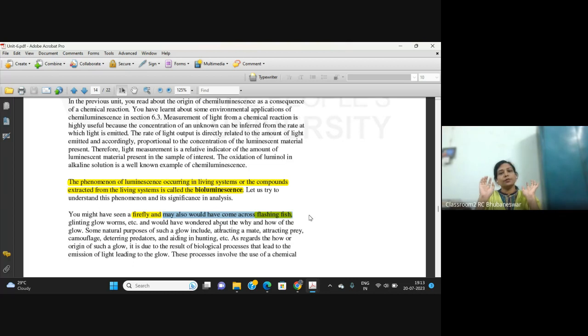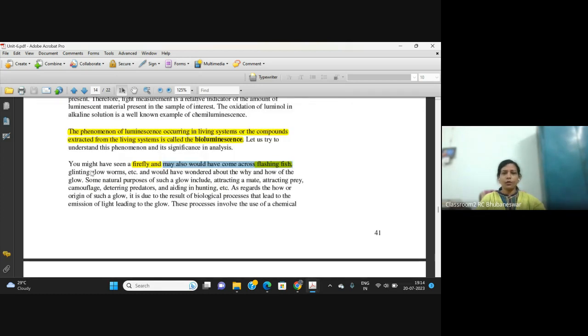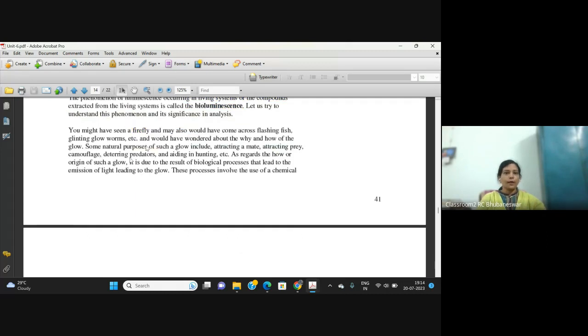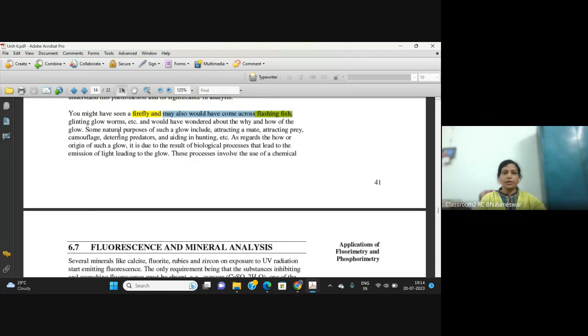That is due to the bioluminescence property of those fishes. Bioluminescence means they are secreting some enzymes from their body, so it is glowing in nature. And some minerals are glowing in nature due to their chemiluminescence properties. Luminescent molecules are also generally available in other forms. Some glow worms are also there, some worms that are glowing in nature. There are some natural purposes of the glows as well.